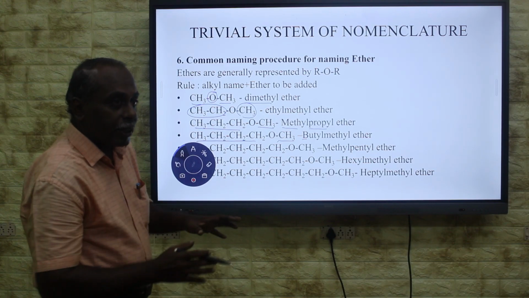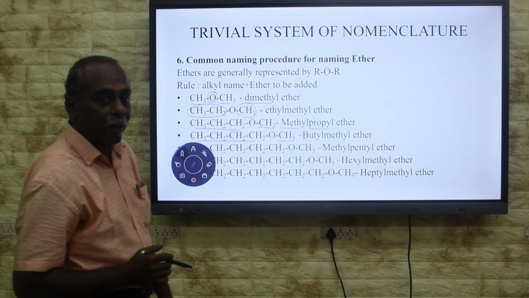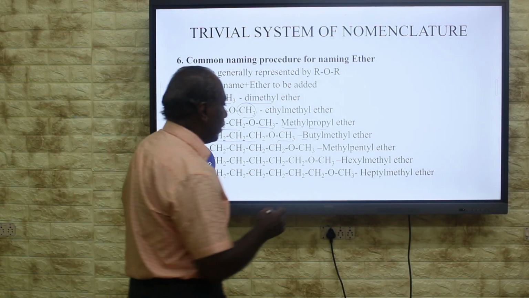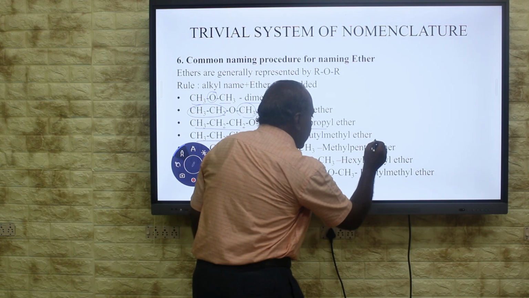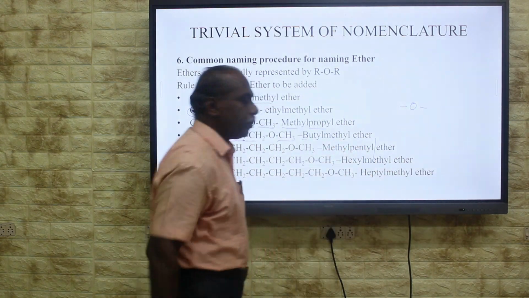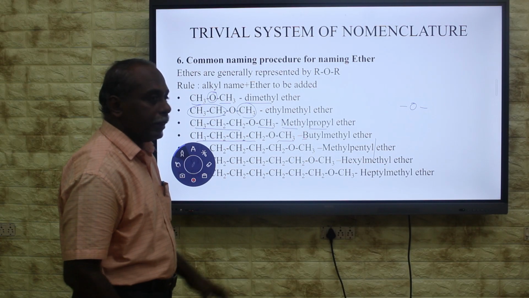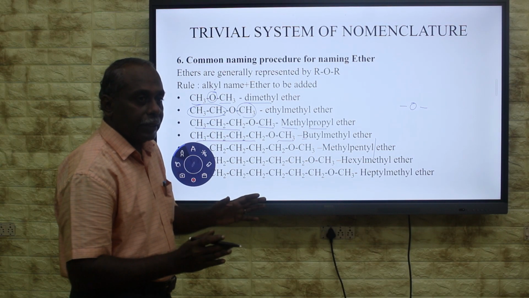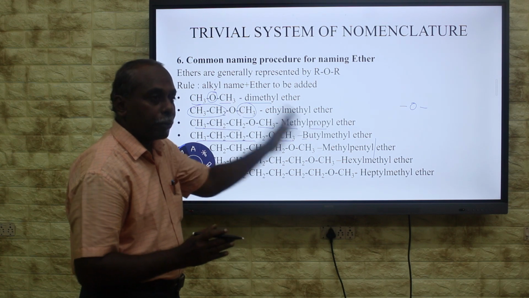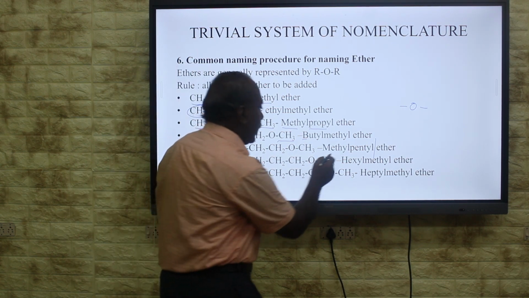Here a common name is given. In a similar manner, we are going to write the structural formula of the compound. For example, we take this one, ether. Ether means first you write the functional group. Functional group O is the ether functional group. Then you write the alkyl groups. One side you substitute one alkyl group, another side you substitute another alkyl group.